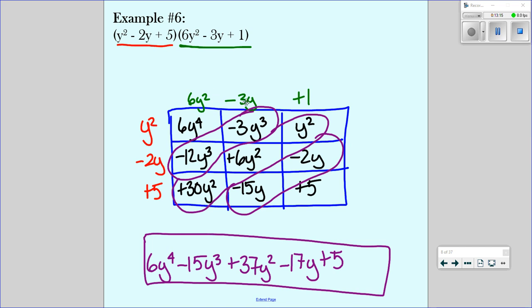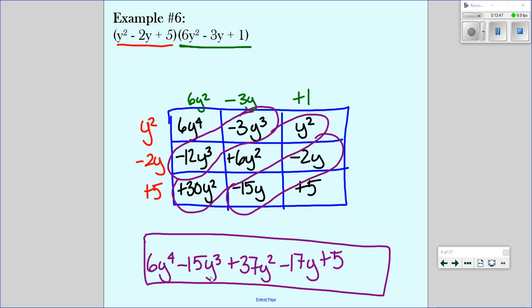Notice that this negative 3y, if I go down to the second row is negative 2y, then I combine by multiplying 3, 6y squared. Do that for all of them. And then look for the terms that you can combine. And notice that negative 12 and 3, negative 3 has y cubed. And then this diagonal has y squared as a like term, and then this diagonal has y as a like term. Combine them.